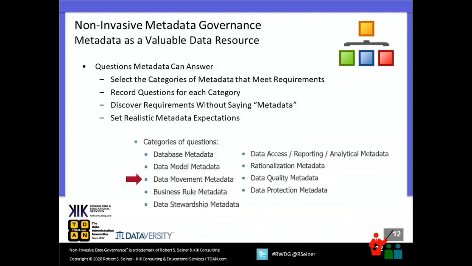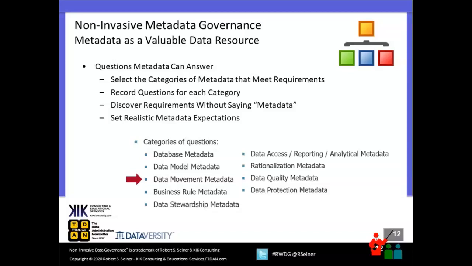And actually, there are articles on TDAN, as Shannon had mentioned, TDAN.com. There are articles about the types of questions that metadata can answer, different categories of questions or categories of metadata. And so there's database metadata, which was somewhat reflected on the previous page in the previous meta model. There's data model metadata. What information are we entering into the data models, like business definitions and business names, that are going to be useful to people in the organization? Then there's data movement metadata. Where did the data come from? What happened to the data along the way? There's business rules and data stewardship and access and all of these different types of metadata.